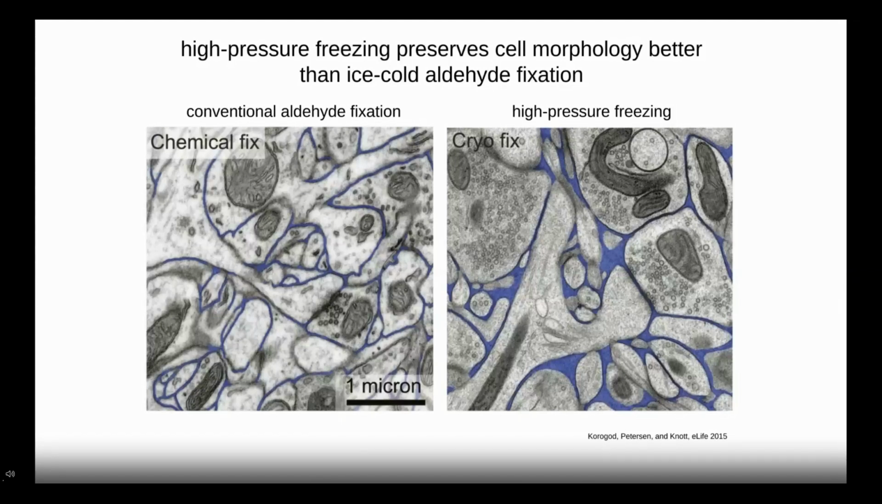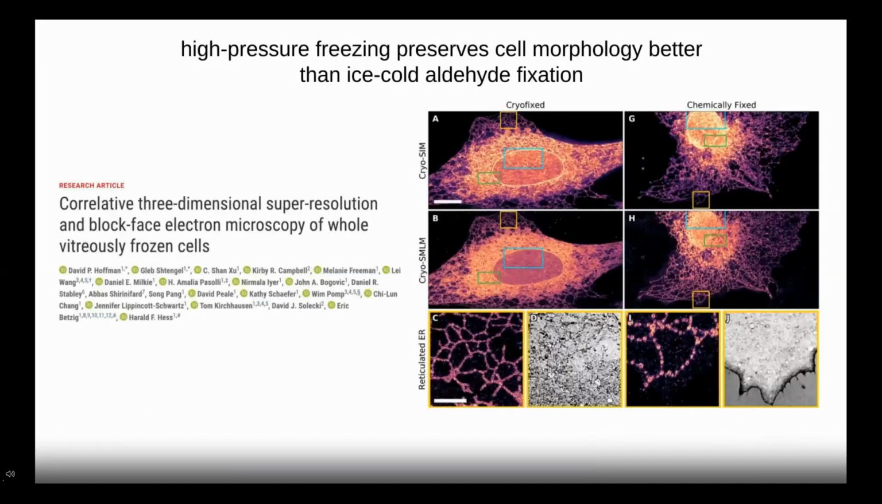Using this technique, a high pressure freezing technique, we can also preserve protein localization and the structure of membrane much better. And this was actually recently demonstrated by Harold Hess's group, using cryo-fixed versus chemically fixed tissues of the endoplasmic reticulum that they are looking at here.